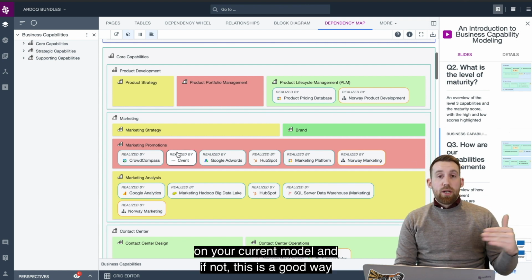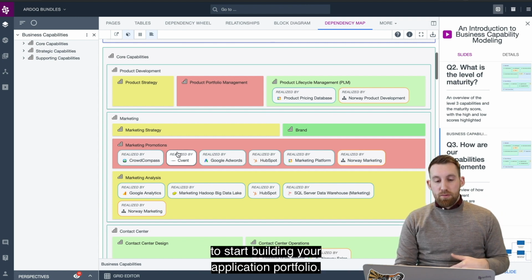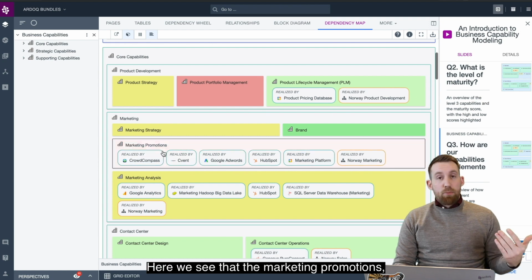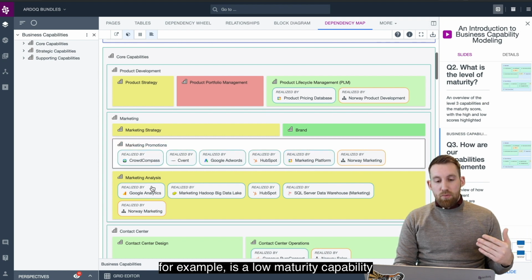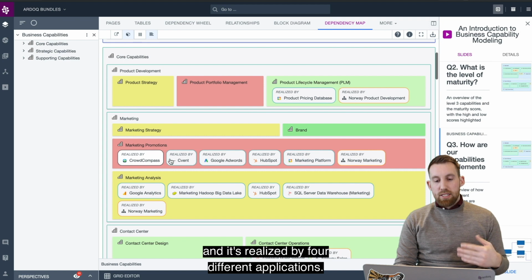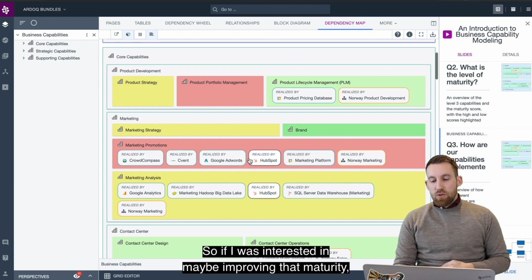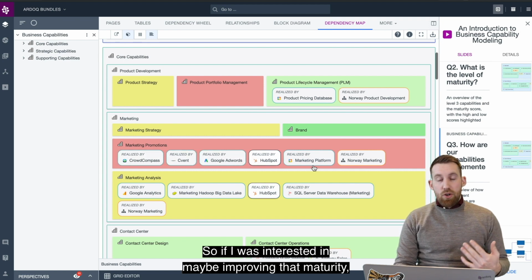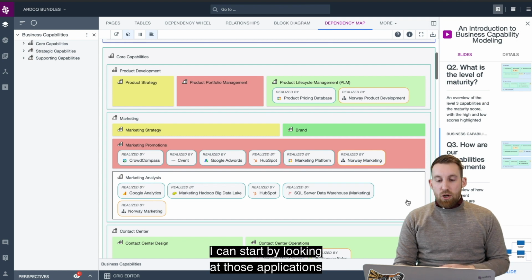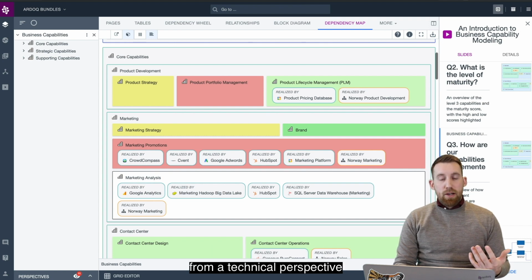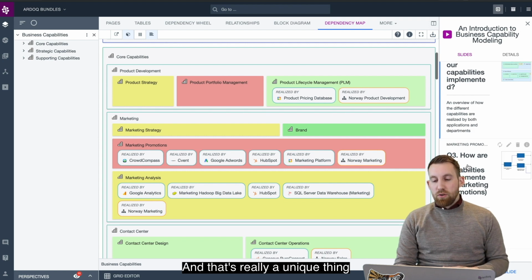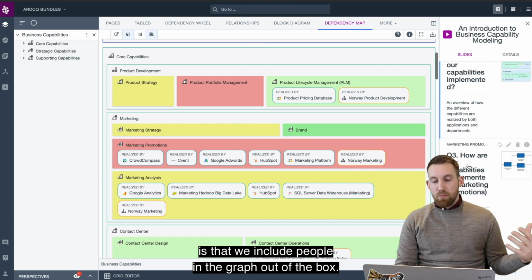And if not, this is a good way to start building out your application portfolio. Here we see that the marketing promotions, for example, is a low maturity capability and is realized by 4 different applications. So if I was interested in maybe improving that maturity, I know where to start. I can start by looking at those applications from a technical perspective, but I also probably have a question about who should I involve. And that's really a unique thing in mapping capabilities in Ardoq, is that we include people in the graph out of the box.